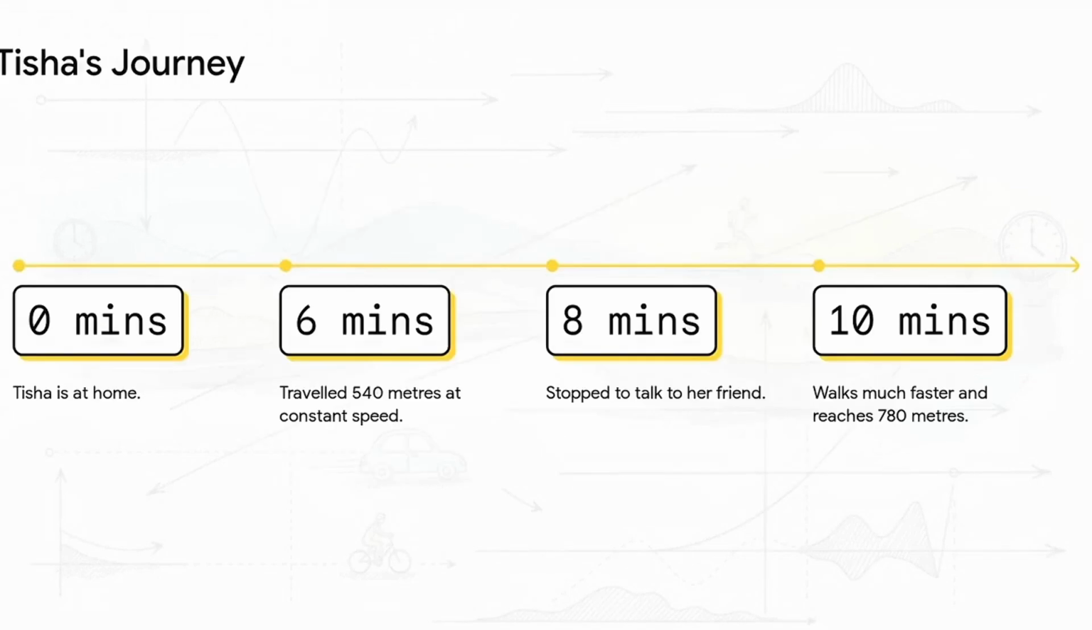All right, now we can start translating this structured data into our visual graph. In any distance time graph, the horizontal axis, the x-axis, is what anchors our whole story. It represents time. And you can see how time flows continuously across the bottom, from 0 minutes to 6 to 8, and finally to 10. Time always marches across the bottom.